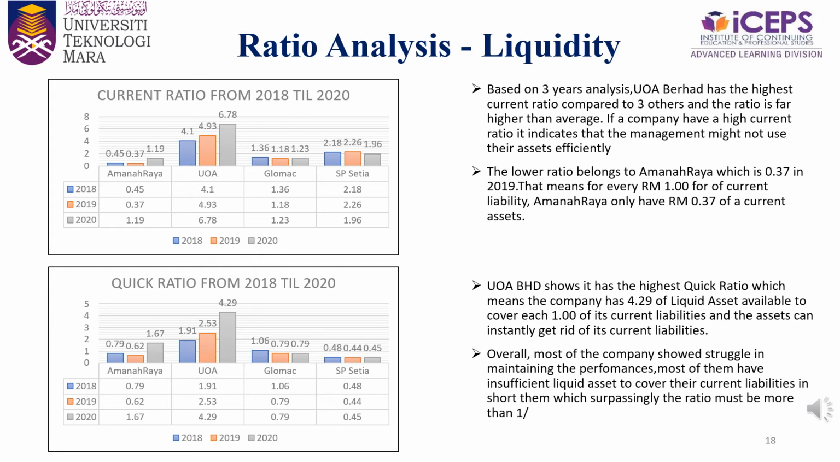UOA Berhad shows it has the highest quick ratio, which means the company has 4.29 of liquid assets available to cover each one of its current liabilities, and the company can instantly get rid of its current liabilities. Overall, most of the companies struggle to maintain the performance. Most of them have insufficient liquid assets to cover their current liabilities in the short term, where the ratio must be more than 1.